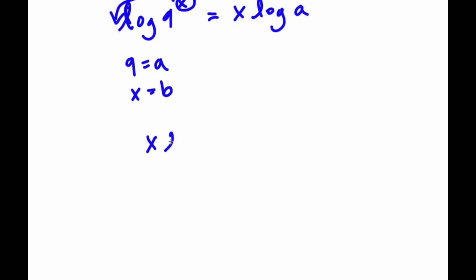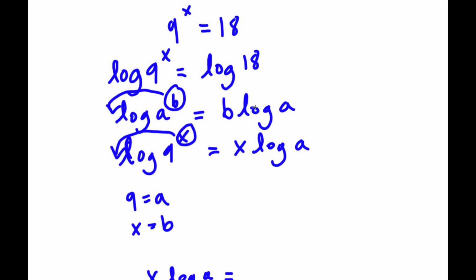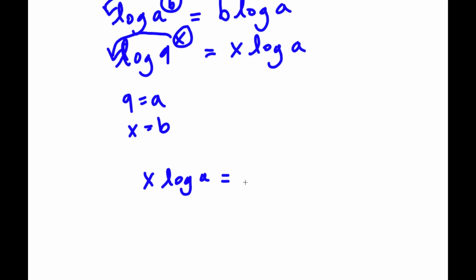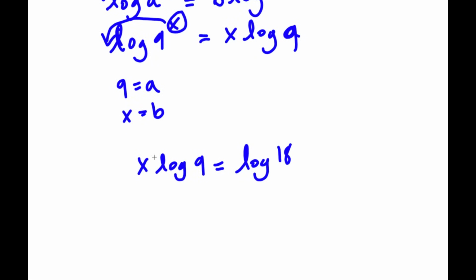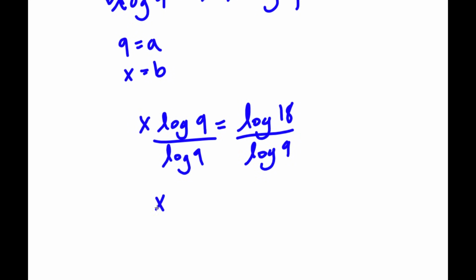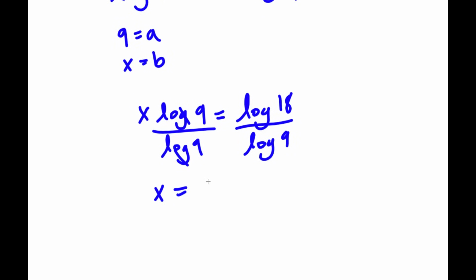So now I have x times log 9 is equal to log 18. Now we want to isolate x, obviously. So I'm going to go ahead and divide log 9 on both sides. So now I have x is equal to, because these two cancel out, log 18 over log 9.